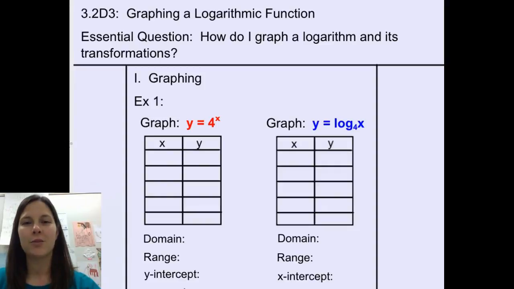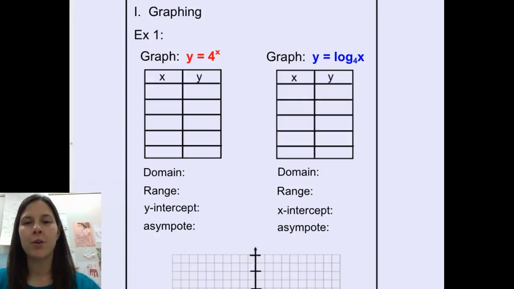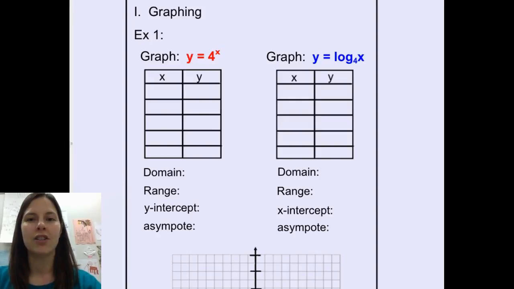Now we're going to learn how to graph logarithmic functions. For our first example, the goal is to graph log base 4 of x. To do that, we will use the exponential function 4 to the x power. Remember, logs and exponentials are inverses, which means the x and the y values switch. Since exponentials are much easier for us to evaluate, we'll start by evaluating the exponential and simply flip the x and the y to get the log function.